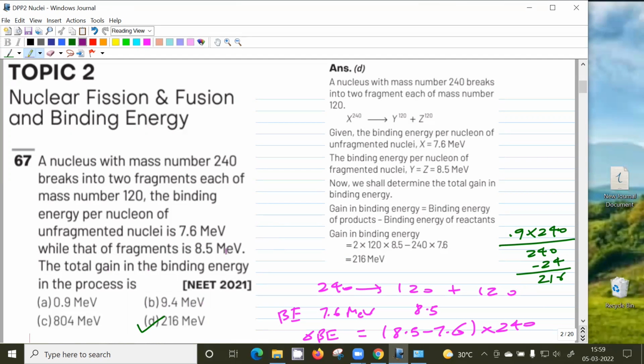Yes, sir. Okay. There are certain keywords here. It's binding energy per nucleon. And you have to find total gain in binding energy. So binding energy per nucleon is the number of nucleons. The number of nucleons is same on the reactant side and the product side. Okay. Is it clear? Yes, sir.